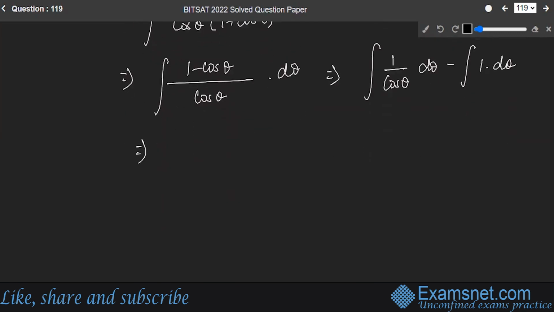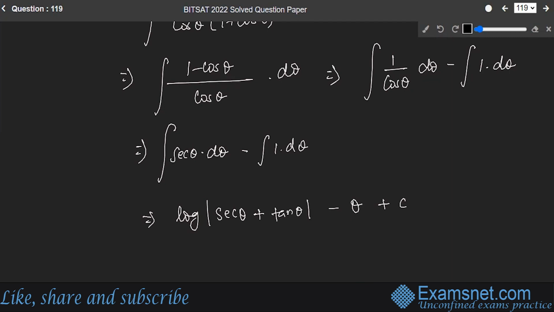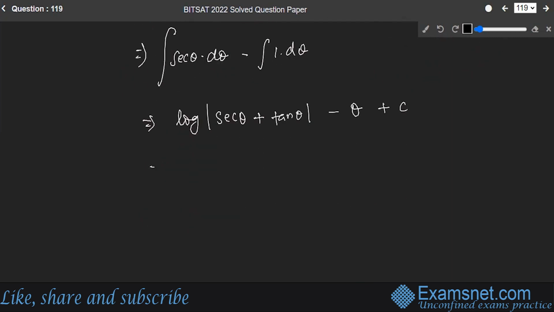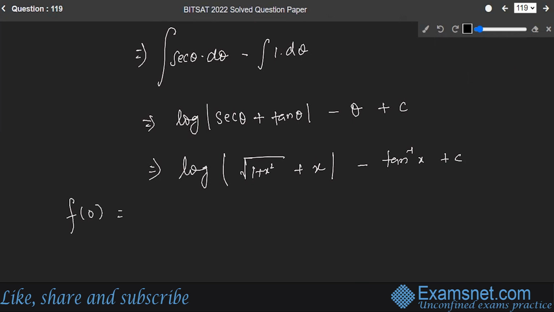So this is equal to the integral of 1 upon cos theta d theta minus the integral of 1 d theta, or sec theta minus 1, and this is equal to log of (secant theta plus tangent theta) minus theta plus c. And what is secant theta equal to? Secant theta was equal to root of 1 plus x square, plus x minus tangent inverse x plus c. And now you are given that f of 0 is equal to 0, I think it's given 0, right?